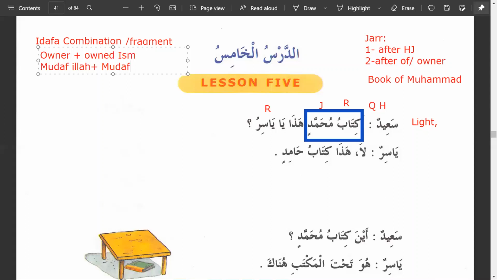Are you getting the point? I'm just saying Muhammadin is the owner, and Kitabu is the ism that he possesses, the ism that is owned. So the owned ism is called in Arabic mudaf, and the owner is mudaf ilayh. And it's an Idafa combination, when one ism is the owner and the other one is the owned ism.